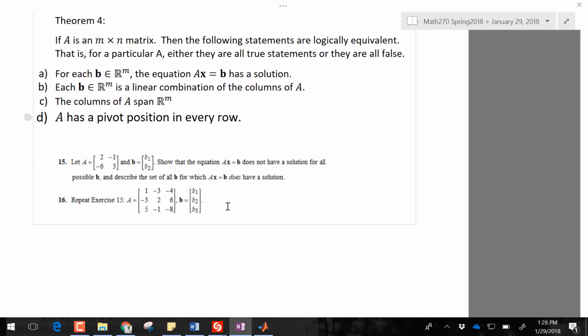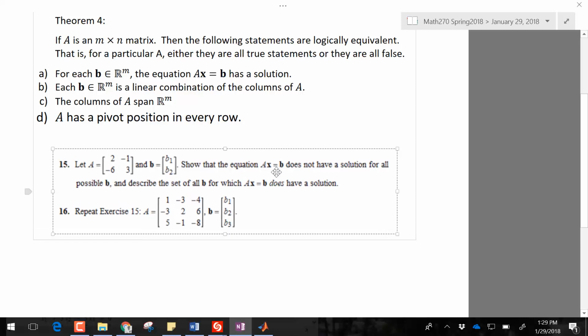I'm thinking if n might be larger, we might have free variables. So maybe we'll scrap that free variable comment. All right, let's do number 15. I don't know if we're going to do number 16, but let's do number 15 for now.